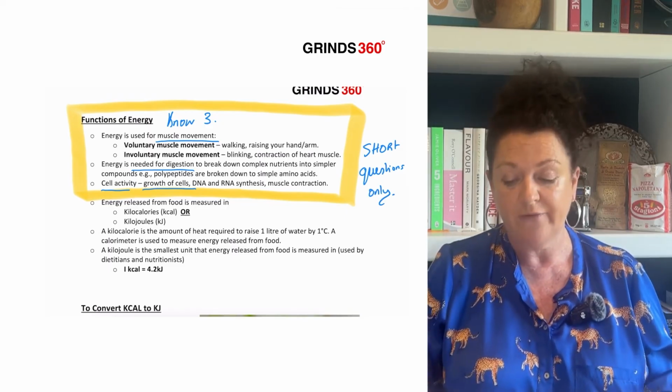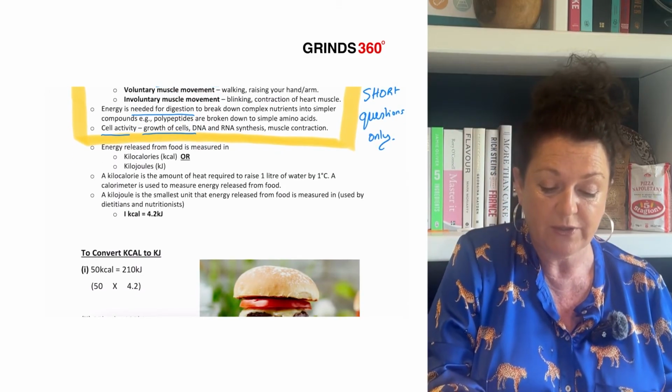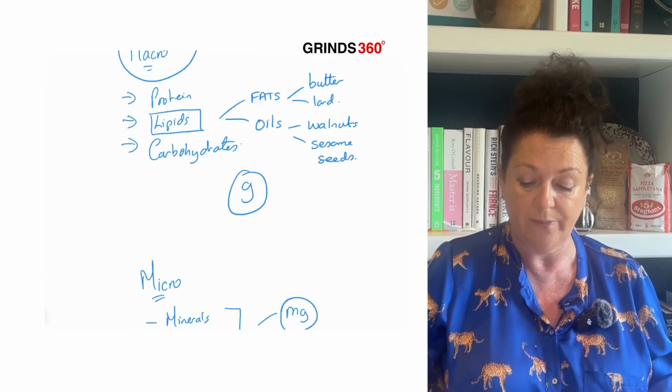Now, just to finish for today, energy released from food is measured in kilocalories or kilojoules. So what are we talking about here?